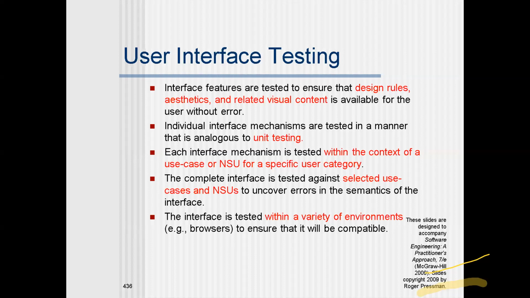Next, you have to check the navigational semantic units, which is nothing but NSU. With respect to one navigational semantic unit, one functionality, what is the list of all pages as a thread that I follow? And as a semantic unit, how do I test that? That's also part of the user interface testing. Selected use cases and NSUs can be checked in order to uncover the errors rather than going through all possible combinations of the user interfaces and the NSUs. And the interface also should be compatibility tested, which is very, very important. It should be compatible with every possible environment.